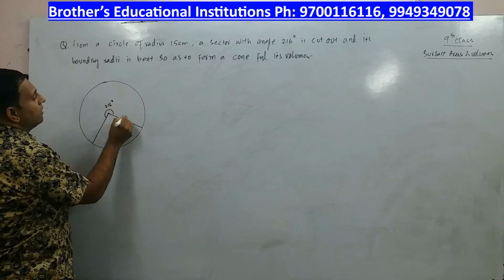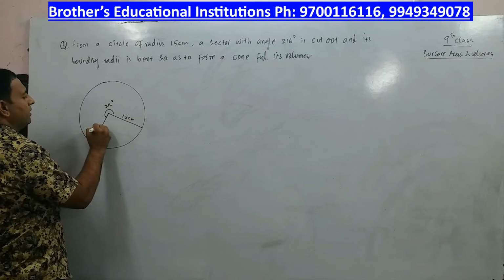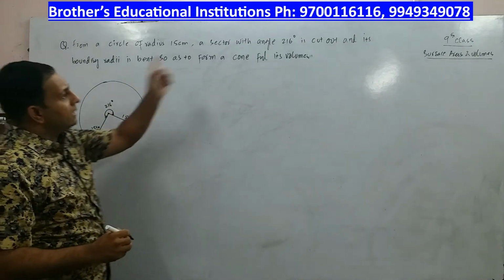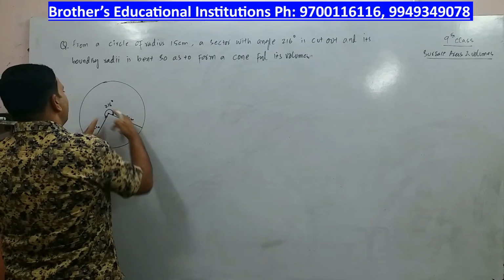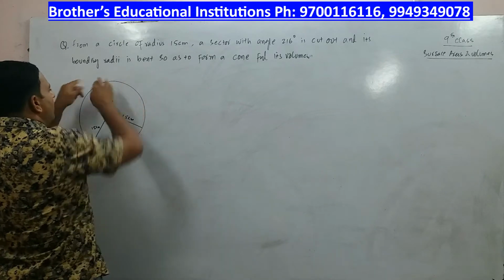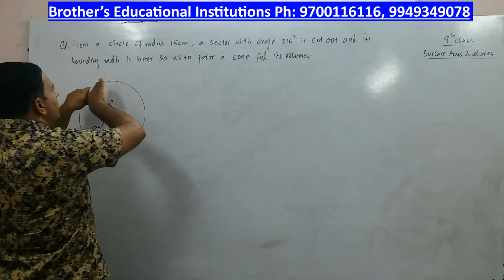What is the radius of the circle? 15 centimeters. A sector with angle how much? 216 degrees is cut out. Okay, so you have cut this. Now, what I am going to do? I am going to fold this. I am cutting this. I am going to fold this.